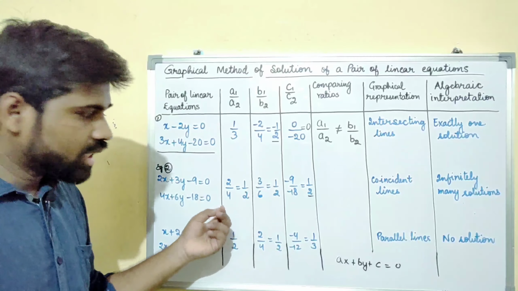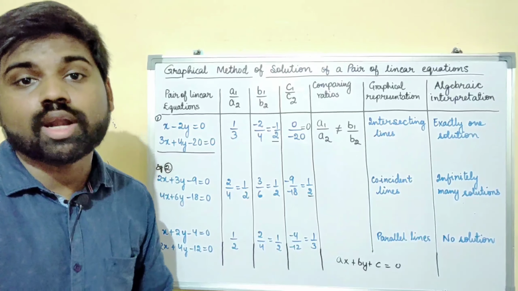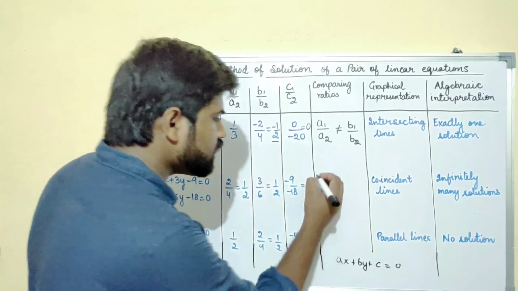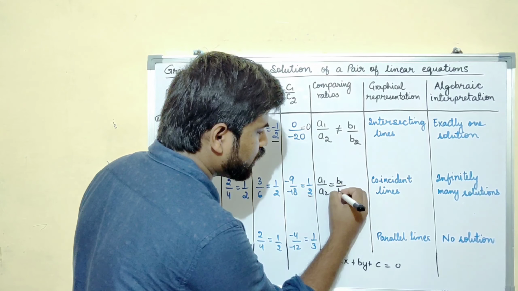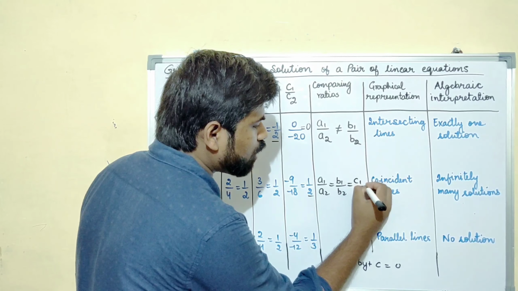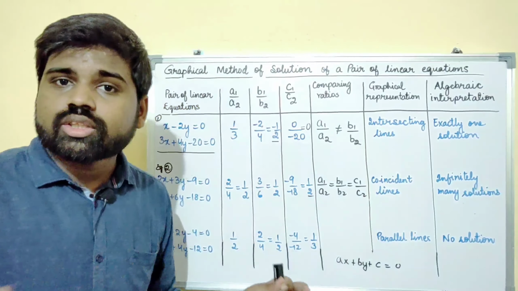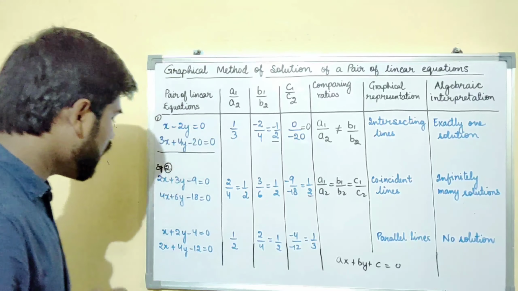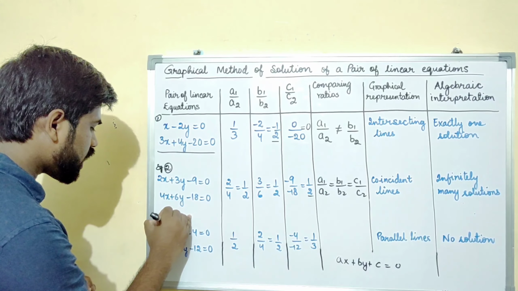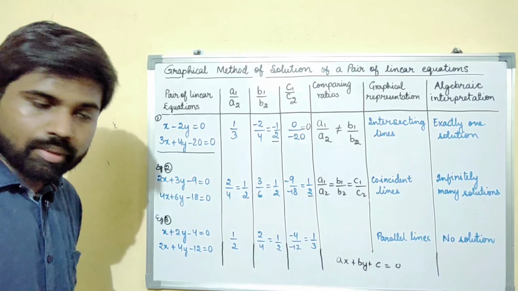So you can see that all the ratios are equal to 1 upon 2, right? That means a1 upon a2 equals b1 upon b2 equals c1 upon c2. All three ratios are equal in this case. Now let us have a look at the third pair of equations, which was taken from the third example.